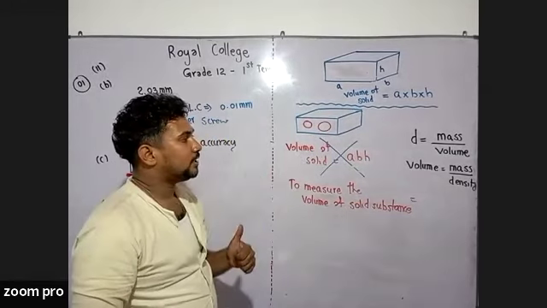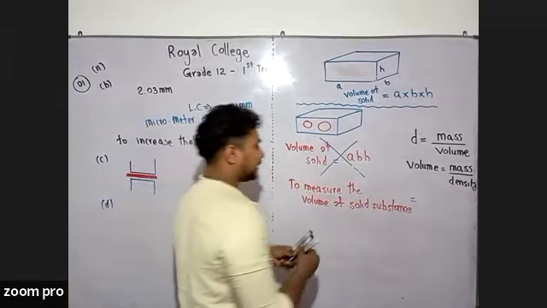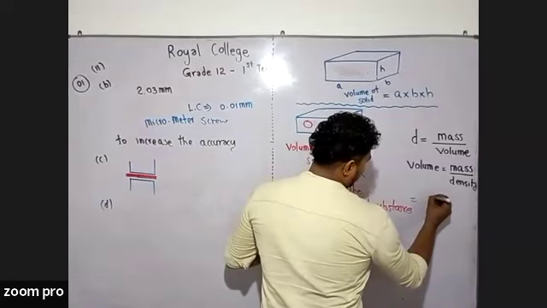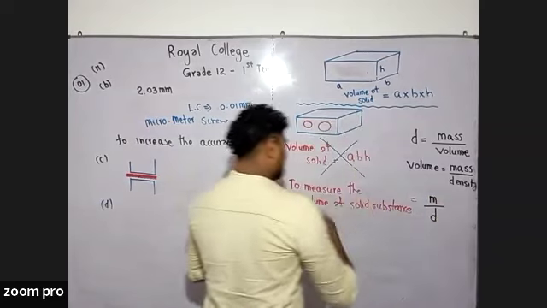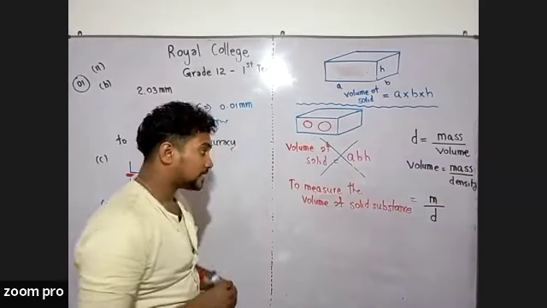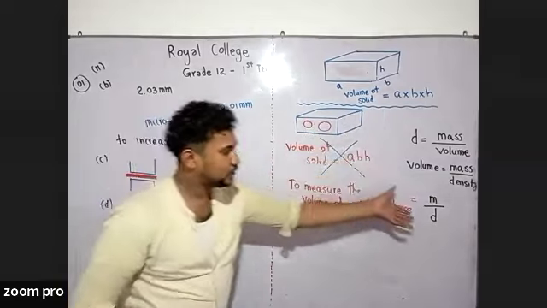Then if you have an idea about the density, let's call the mass m and the density d. Then to measure the volume of the solid substance in this instance, we can use this equation, right?